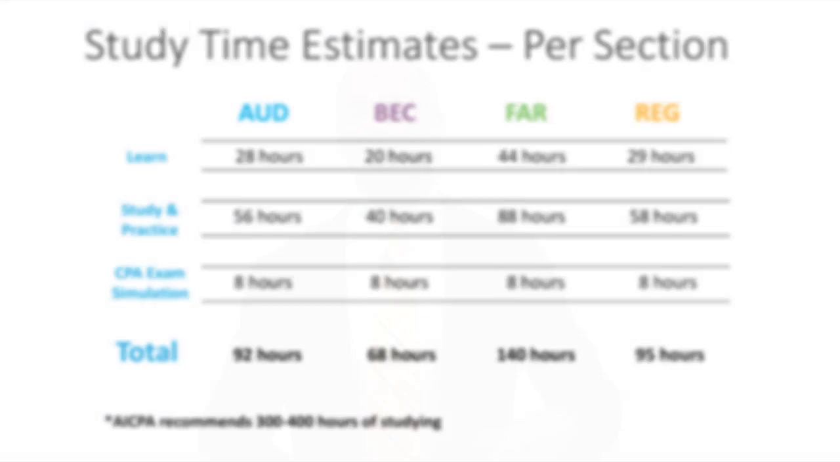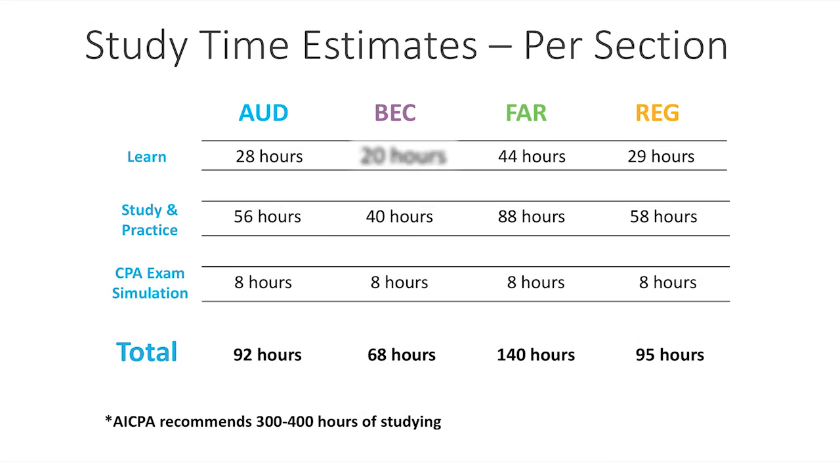Now, what are the study time estimates? Generally, per section, we have lecture time and then we have study and practice time. We also suggest that you finish up with sample exams. Now, as far as the lecture time, for all of our lectures, it's over 120 hours of lecture. So, for example, it's about 20 hours for BEC, up to 44 hours or so for FAR.